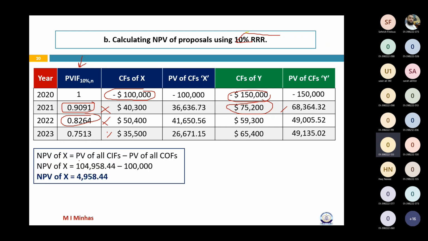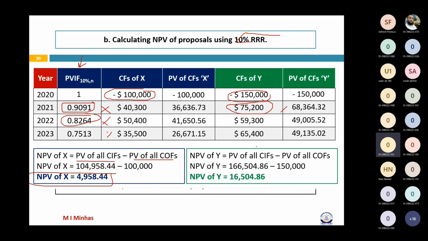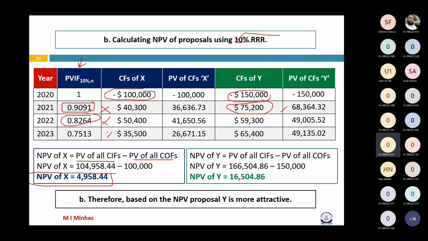So the present value of all cash inflows minus the present value of all cash outflows would be 4958.44, correct? This would be my NPV. Is it clear? Yes, sir. Okay. In case of Y, you see, I'm solving both the questions in parallel, but you don't have to do that. NPV of Y is 16504. So both of these NPVs are positive, right?